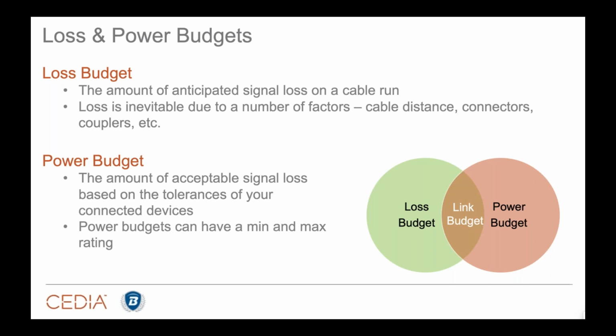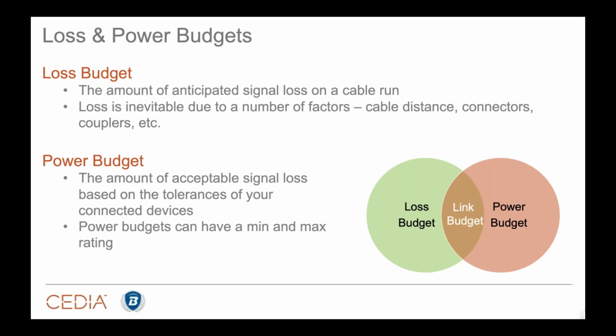The link budget's comprised of two things: a loss budget, which is the anticipated amount of signal loss on a cable run. So just like a copper-based installation, twisted pair-based installation, right? We can look at that cable run. We can look at how many splice points, couple points, patch panels, all the different things that are in line, and we can calculate an amount of loss on that cable run.